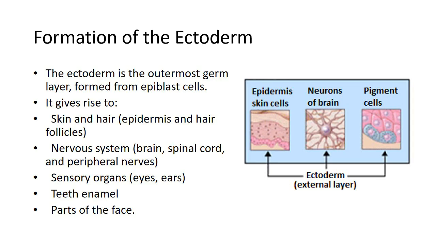The ectoderm will later give rise to skin and hair, epidermis, and hair follicles. Nervous system, brain, spinal cord, and peripheral nerves. Sensory organs, eyes, ears, teeth, enamel. Parts of the face, such as the oral cavity and parts of the jaw.